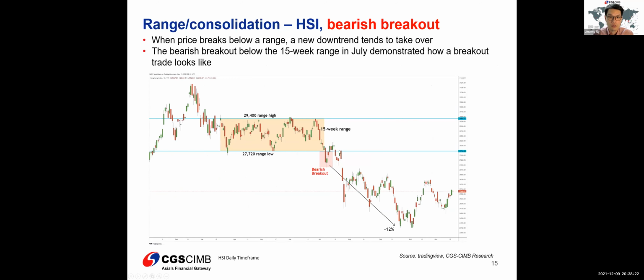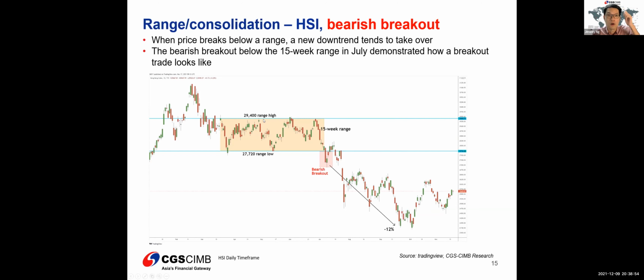We also have a bearish breakout scenario that we highlighted for the Hang Seng Index, which is the Hong Kong equity index. In this case, it's basically just the flip side. For the Hang Seng Index, you can see that sometime back in March this year, it entered into this consolidation range for a whopping 15 weeks, pretty much trading sideways between 27,720 points being the floor, and the ceiling somewhere near 29,400 points.